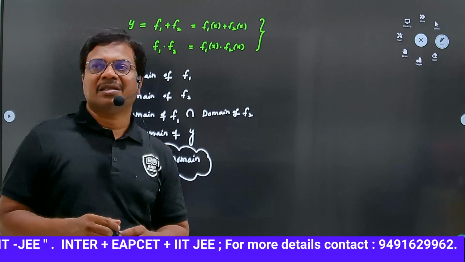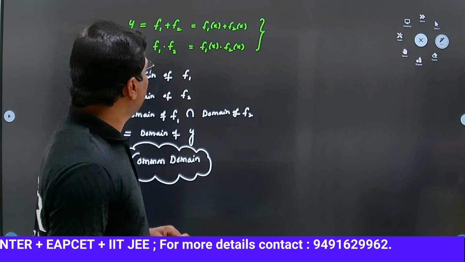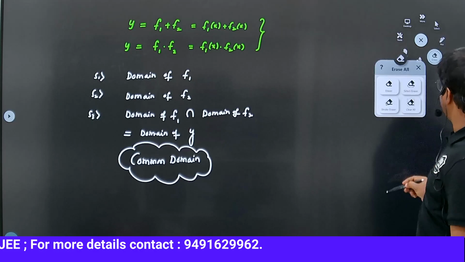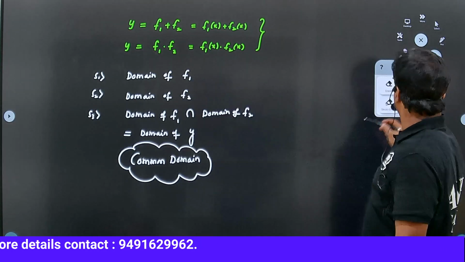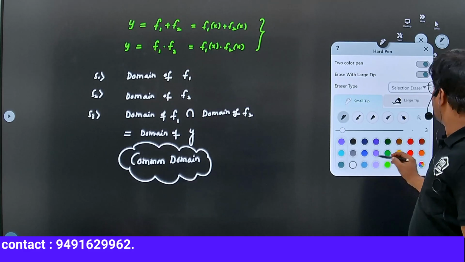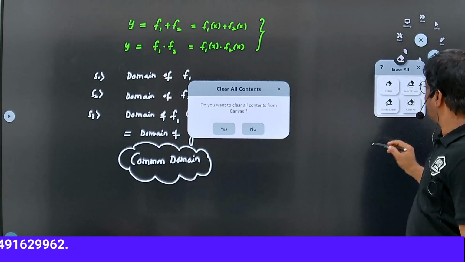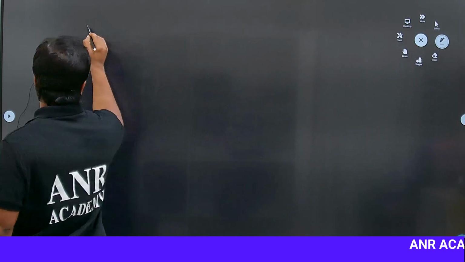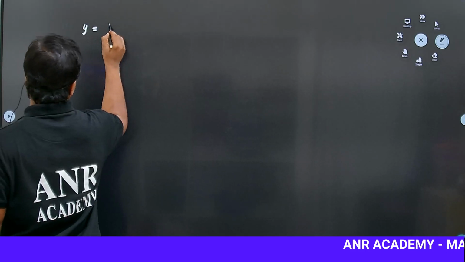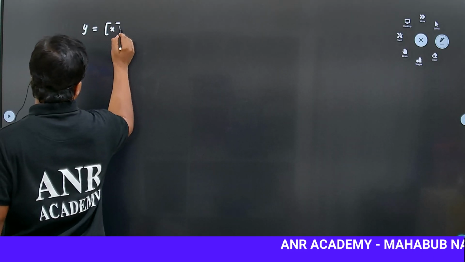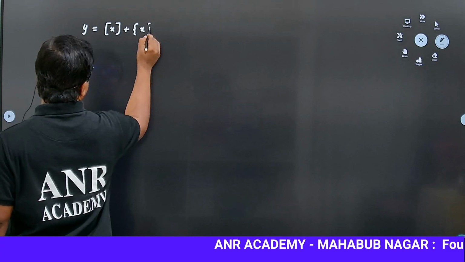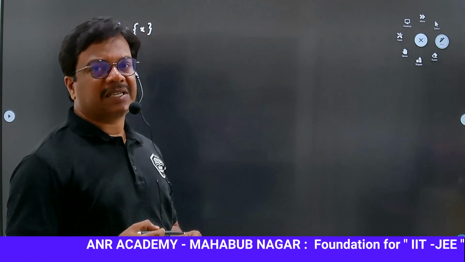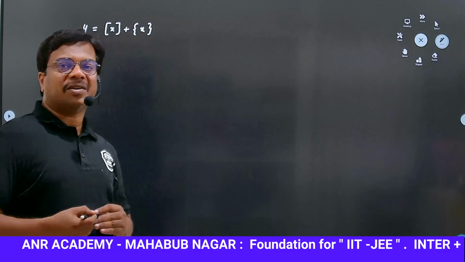Let us discuss different types of graphs which are of the form f1 of x plus f2 of x and f1 of x into f2 of x. First, let us select a function y. I am going to write a function y. Suppose this is a combination of step x and fractional part of x. The combination of two different types of functions: the first one is the greatest integer function and the second function is the fractional part function.